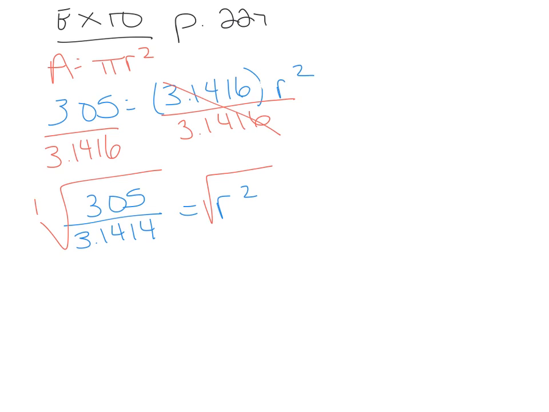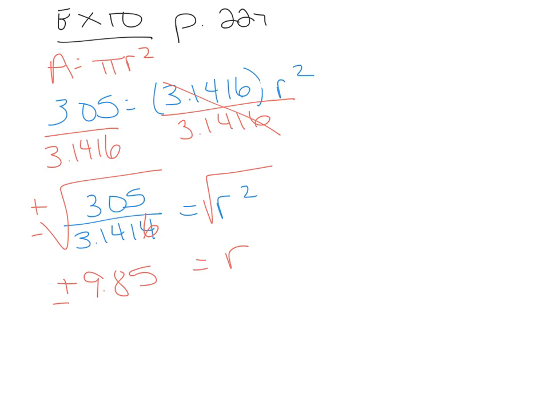When we use a square root on this, we have to say the positive negative here. So we have r equaling the positive negative square root of 305 over 3.14. Oh, I wrote this wrong. This should be a 6. There we go. And that, if you put it in your calculator, comes out to be positive negative 9.85.